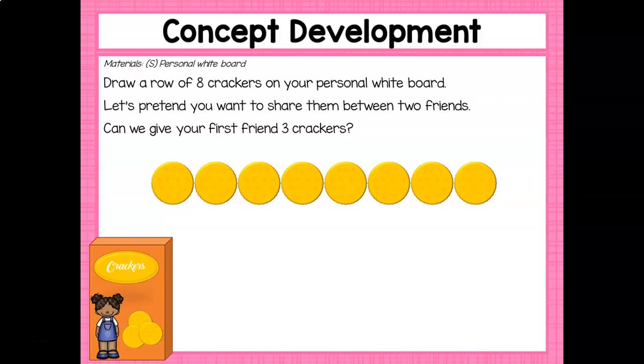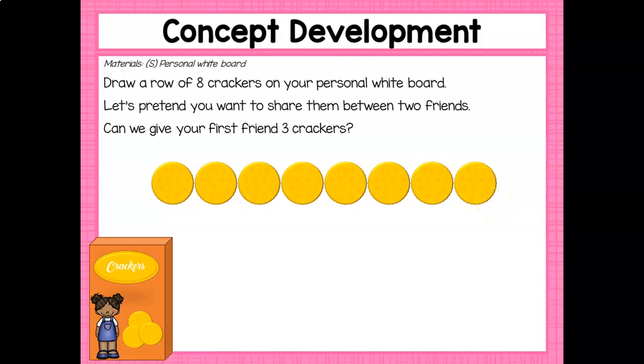So today I would like you to get out a paper or a whiteboard with a pencil, markers, crayons, or even if you want to get out real crackers, you can do that too. So what we're going to do is we're going to take 8 crackers. So let's get our pencils ready and draw circle crackers. Here we go. 1, 2, 3, 4, 5, 6, 7, 8.